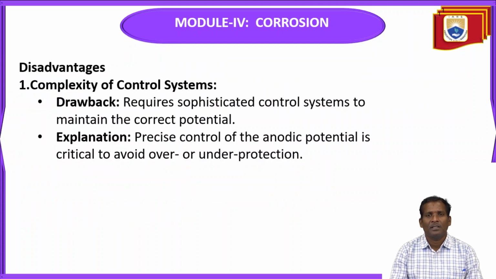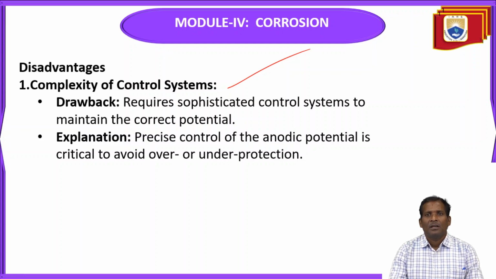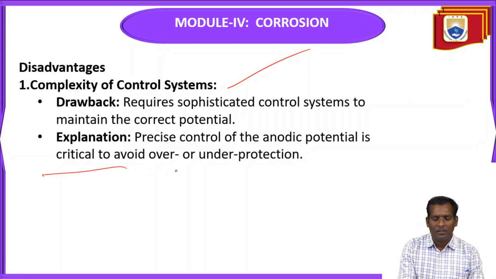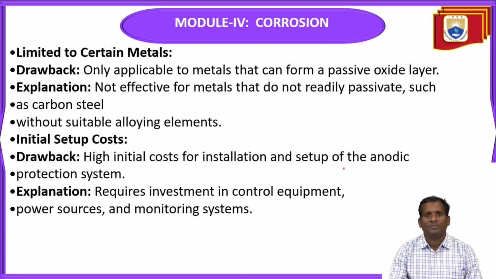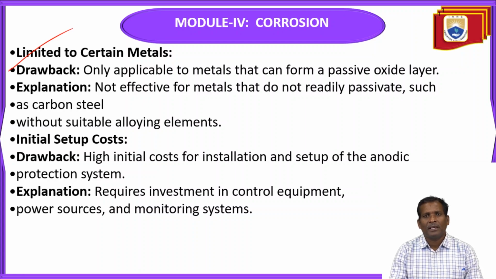So the disadvantages are, complexity of control systems. Drawback: it requires sophisticated control systems to maintain the correct potential. Precise control of the anodic potential is critical to avoid over or under protection. So limited to certain metals. Drawback is it is only applicable to metals that can form a passive oxide layer. So it is not effective for metals that do not readily passivate, such as carbon steel without suitable alloying elements.